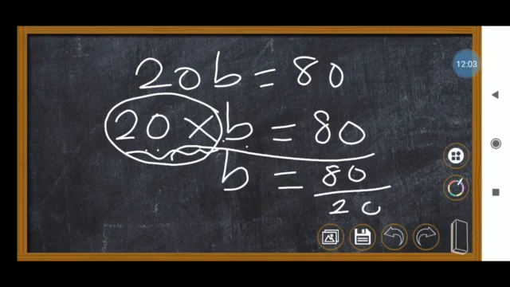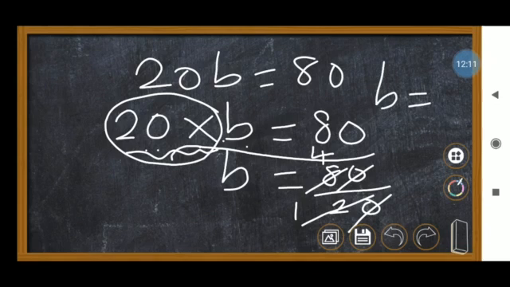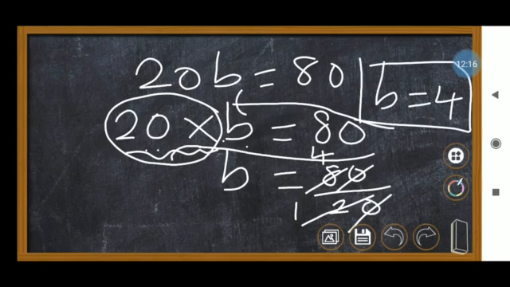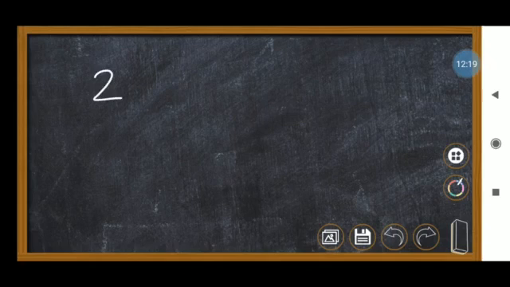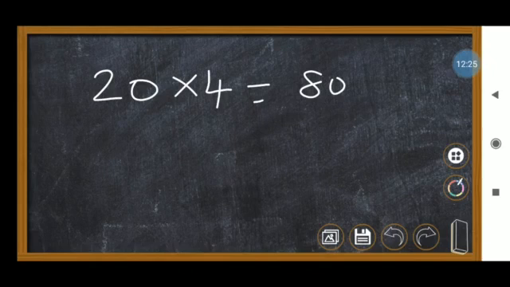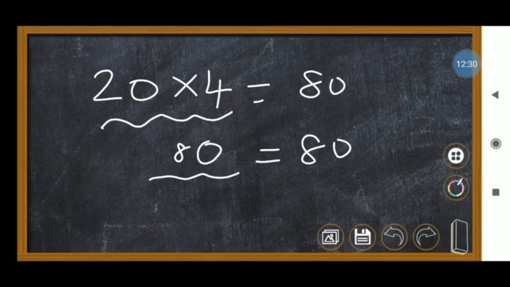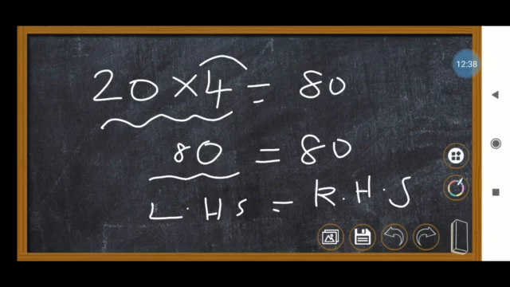So divide by 20. So 0 and 0 cancel, 2 ones are 2, 2 fours are 8. So what is the b value? The b value is 4. If you substitute that b value here, instead of b I substituted 4, so 20 into 4 is 80, and here also 80. That means your left hand side and your right hand side are both equal. That means this number will satisfy this equation.